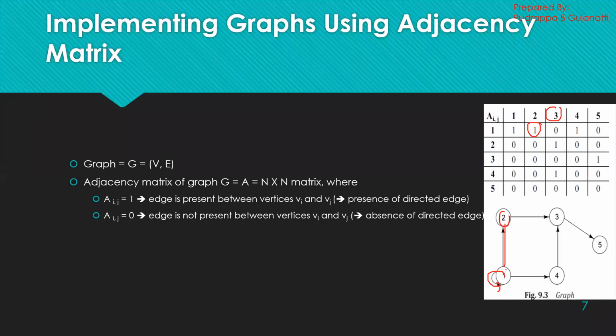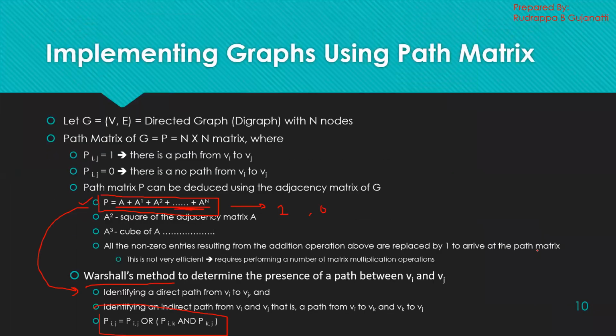So what is being identified is whether there is a direct path present between these two or not. If there is no direct path, whether there is an indirect way of reaching that node. So that is what is being looked out for. That is what is done in the Warshall's method. That is updating the path matrix. So that is what this specifies.